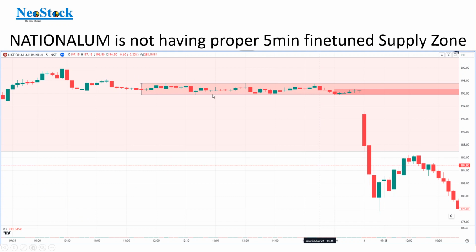Next one is National Aluminium. National Aluminium we already discussed yesterday. This is not having a good structure. That's why yesterday itself we didn't plan. In the previous video we discussed National Aluminium, so I'm not getting into these details. If anybody wants to know more about this, please refer to the previous HLQ analysis video. It doesn't have a good structure.